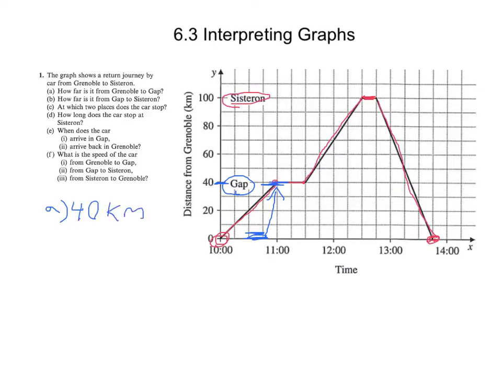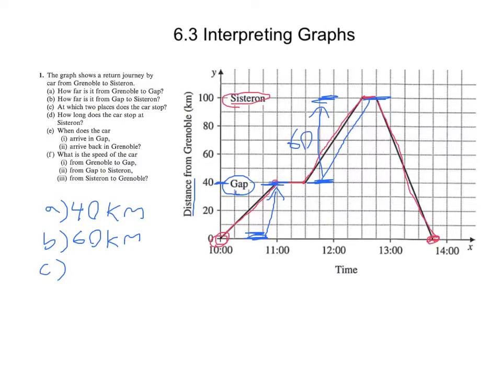All right, B is how far is it from Gap to Sisteron? In other words, how far did we travel the second leg from here in Gap up to Sisteron? Okay, and all that matters is the distance. So in other words, the y-axis. Well, we start at 40 and we went up to 100. So we went up a total of 60. Okay, so 60 kilometers.